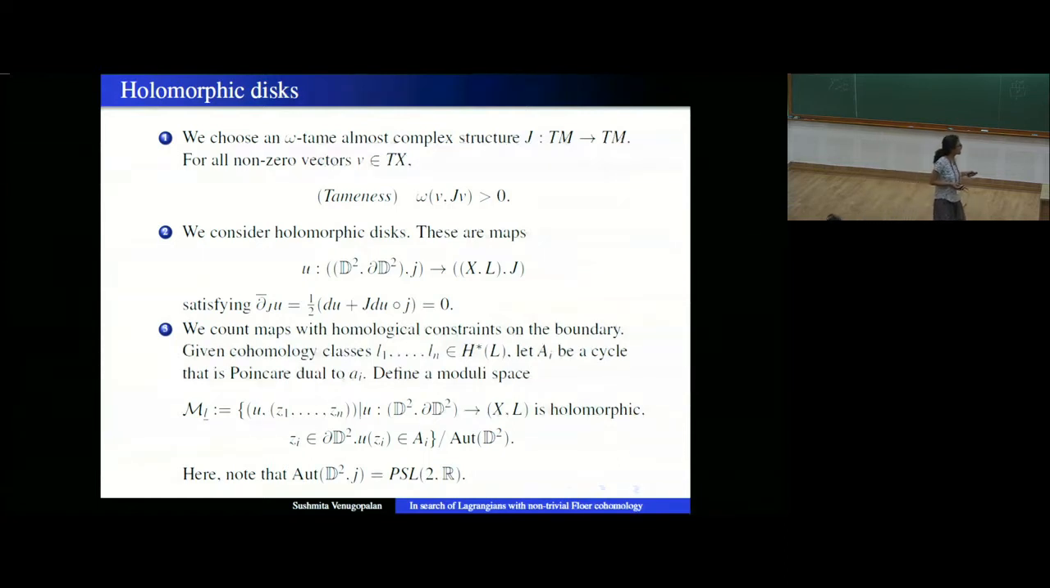The only difference is that when you're working in Lagrangian Floer theory, you need to do all this on the boundary instead of just in the interior. And you need to mod out by reparameterizations of the domain, which is the disk, and that's a three-dimensional group that you get. Any questions?